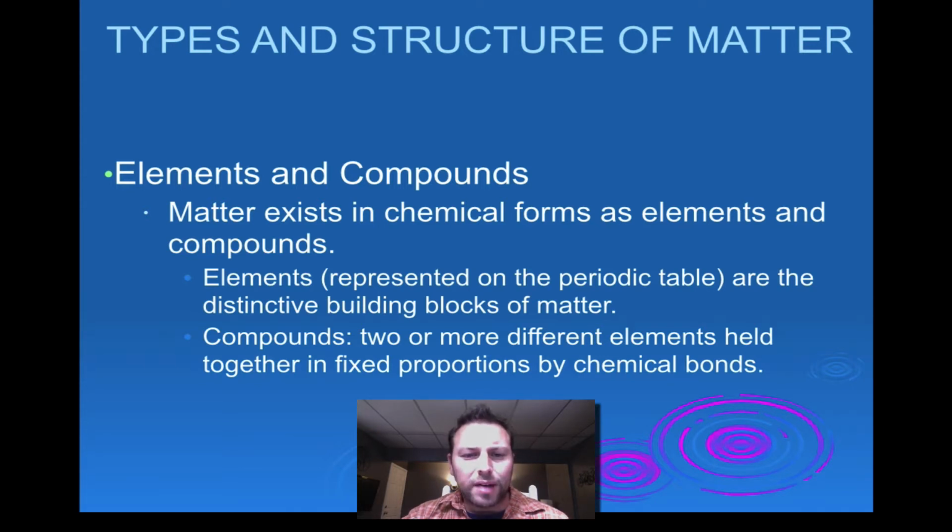But basically, we have elements and compounds, and matter exists in chemical forms as elements and compounds. Elements are basically the building blocks of matter. We see them in the periodic table of elements. So those can come together. When we have two or more different elements, they form compounds.